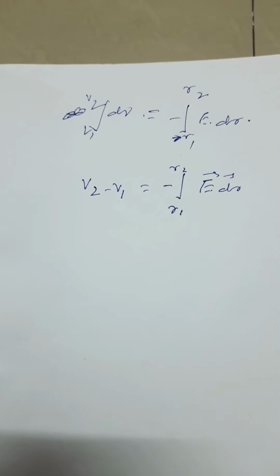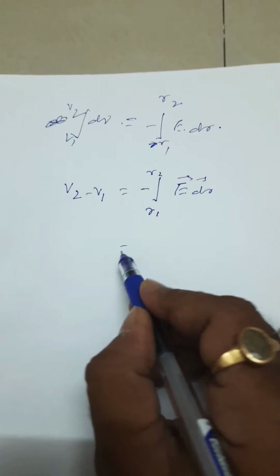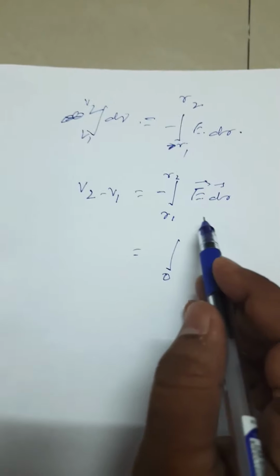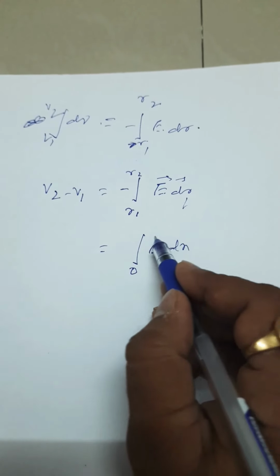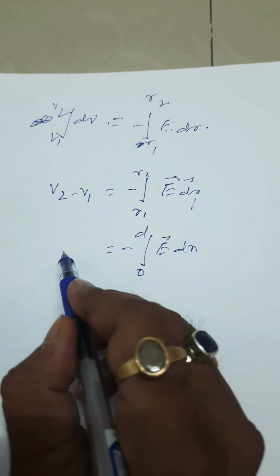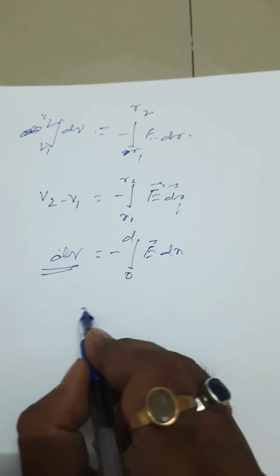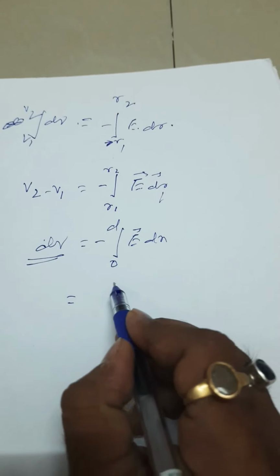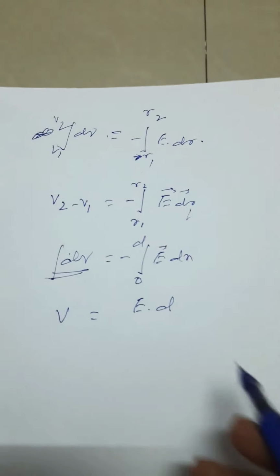Now what we can do is, we'll consider a particular direction and R1 will be taken to be 0. If we consider the distance along x, we'll just substitute dx in the place of dr, and we'll put d over here. So from 0 to d, and here we'll have dV, the change in potential from 0 to d. Ultimately if you integrate this, you'll get Ed is equal to V. So this is the relation you'll get.